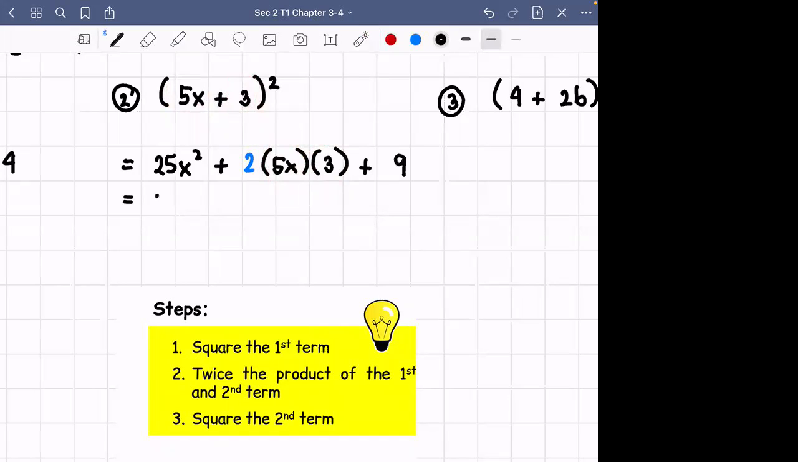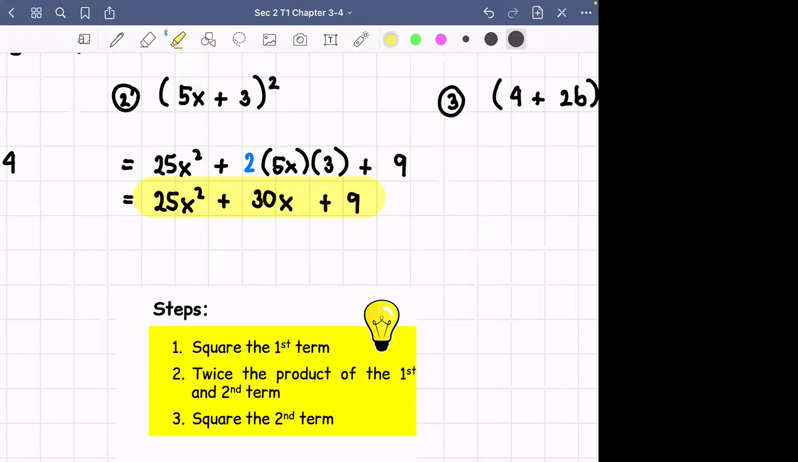So it's 25x squared. And then what do you have here? 2 times 5 times 3, plus. What's your answer here? 30. Yeah, 30. So 30x plus 9. That's it. Any question, Sec 2, for example number 2?